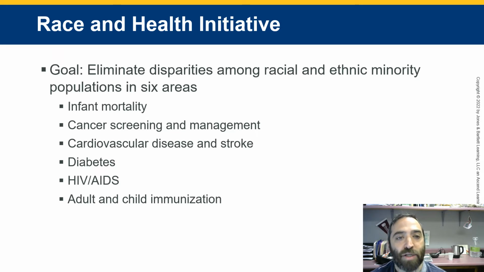So diving deeper into that, what are the specific goals in eliminating the difference? Infant mortality, how many infants die before they reach 1 year old? Cancer screenings and management, cardiovascular disease and stroke, the number of people who have diabetes, the number of people who have HIV, the number of children and adults who get immunized.